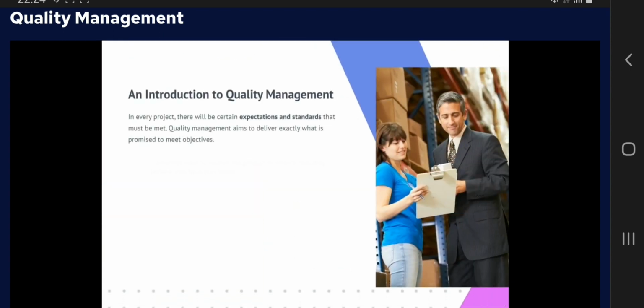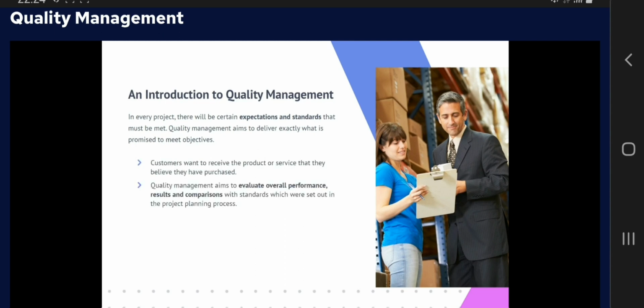An introduction to quality management. In every project, there will be certain expectations and standards that must be met. Quality management aims to deliver exactly what is promised to meet objectives. Customers want to receive the product or service that they believe they have purchased. Quality management aims to evaluate overall performance, results and comparisons with standards which were set out in the project planning process.